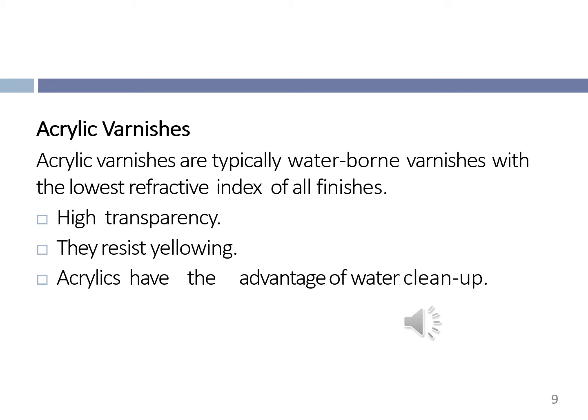High transparency. The acrylic varnishes give us a finish which is highly transparent. They resist yellowing. Another important property of acrylic varnish is that they resist the process of yellowing. Lacquer and other finishes, when they are aged enough, turn yellow. Comes up with low potency chemicals such as orange oils.